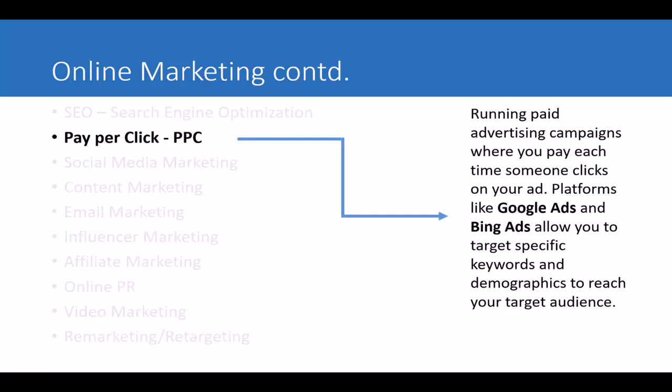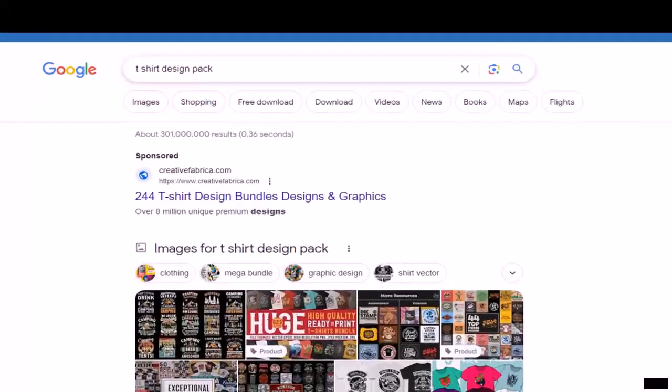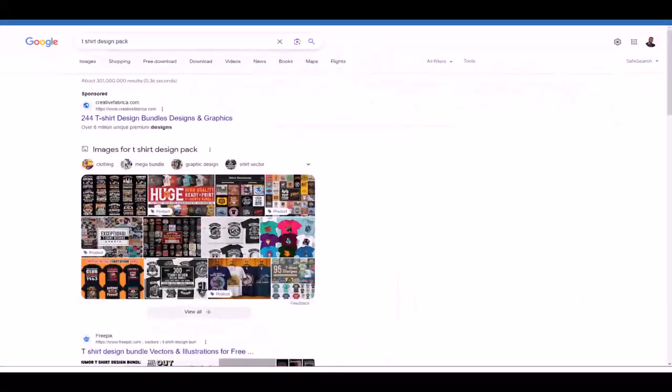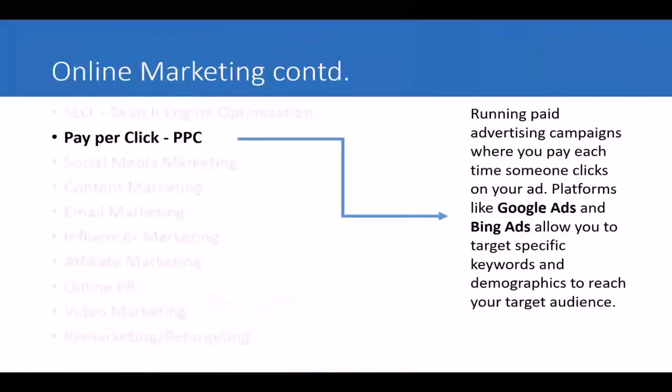So running pay-per-click ads is simply the same thing as running paid advertising campaigns, where you pay each time someone clicks on your ad. So when you go to Google and search, you're going to see sponsored results right on top of every other result. So the likelihood that people are going to click on your ad is very high because it's appearing on top, above the organic search results.